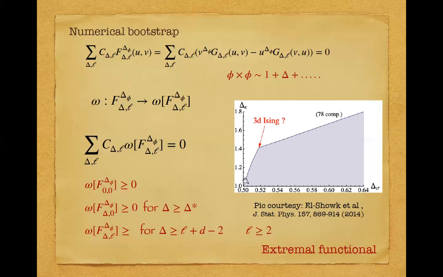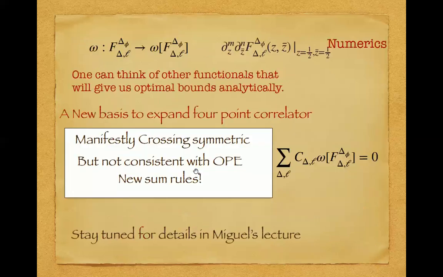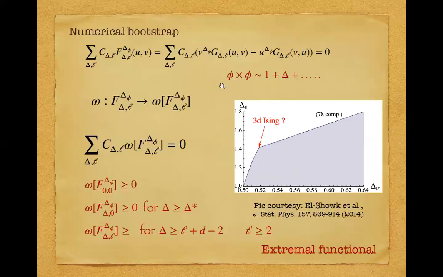And it turns out that what happens in this game is that people act with some linear functional on this Bootstrap equation, on this block. Okay, this block I am calling capital F, and on it you are acting with some linear functional, and you get some quantity like this, which is basically a real number for a particular value of delta phi, delta and L. And then the Bootstrap equation turns into a functional equation, which is like C delta L, and then the action of omega on the F, and then you are summing over the spectrum, and that gives you 0, right?